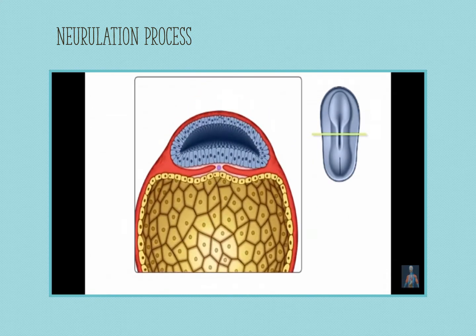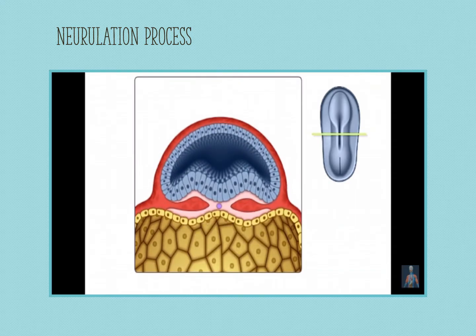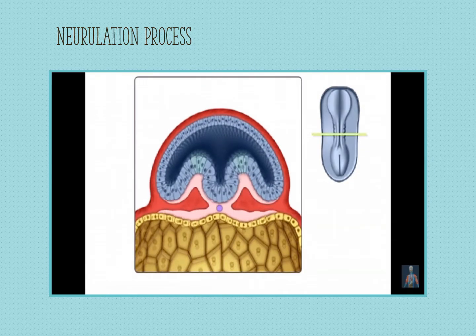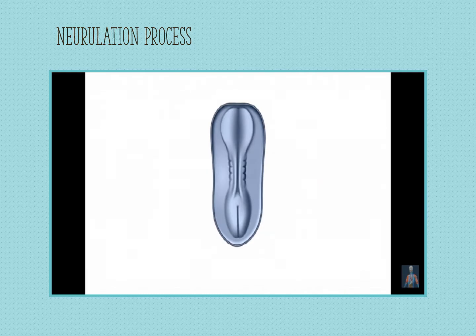By the end of the third week of development, the lateral edges of the neural plate become elevated and move together to form the neural folds. The resulting space, created by the folding of the neural plate, is called the neural groove. The neural folds fuse together, and the neural plate transforms into the neural tube, the precursor to the central nervous system. Fusion of the neural tube usually begins in the middle of the embryo, extending in both cranial and caudal directions.